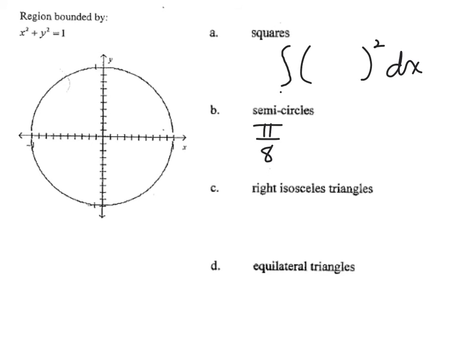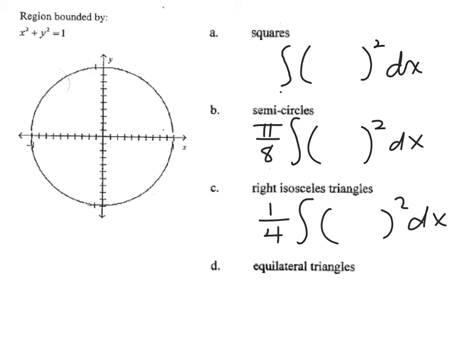Semicircles, pi over 8, squared dx. 1/4, squared dx. And equilateral triangles, it's not that big of a deal to memorize that, I don't think. If I can do it, you can do it. All right, so the two things we're missing are the area of the base, the area of the cross-section, the f of x. And then we're also missing the limits of integration.